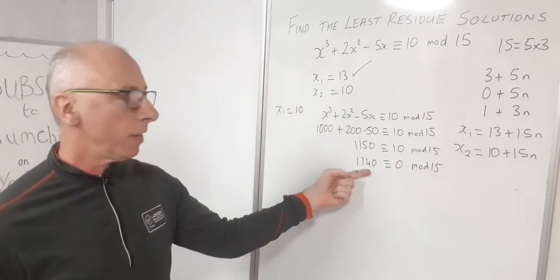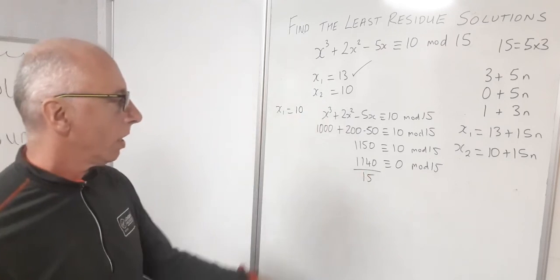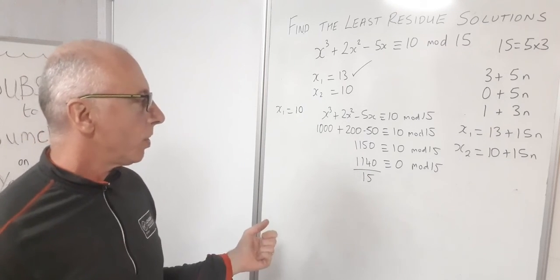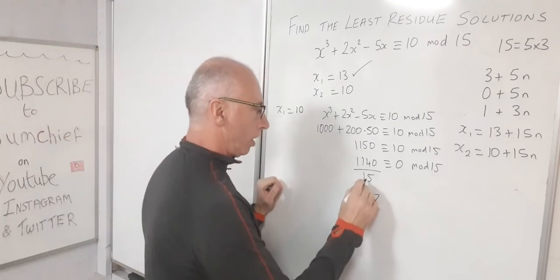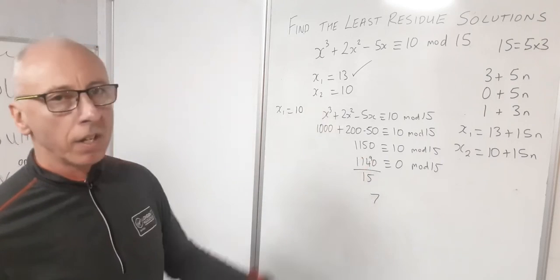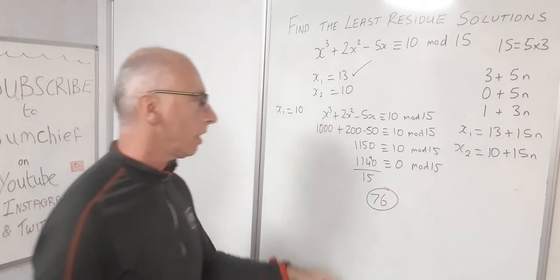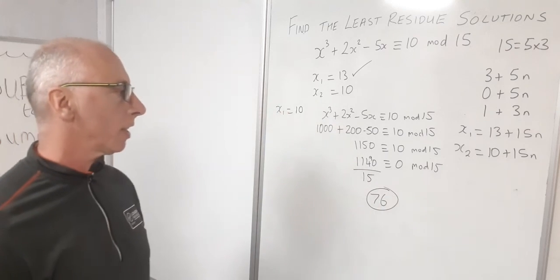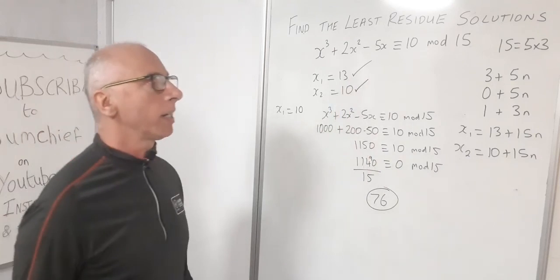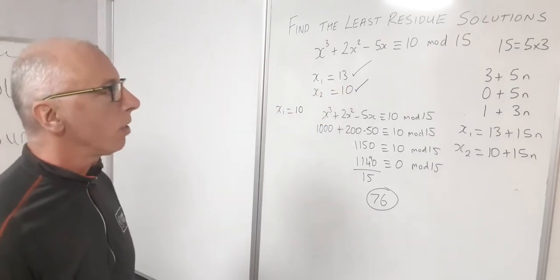Can we divide this by 15? Let's have a look. So divide that by 15. 15s into 114 goes 7 times. So we've got 7 with 9 left over. And 15s into 90 goes 6. So 76 times 15 gives me 1140 by the looks of things. And therefore this solution is correct. So our least residue solutions, we're quite happy that 13 and 10 are our only two answers.